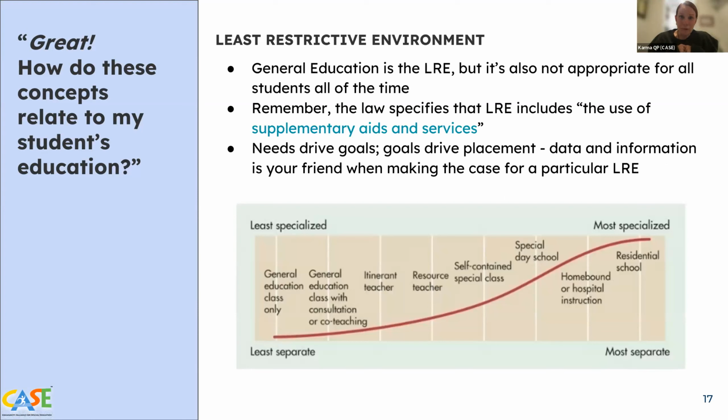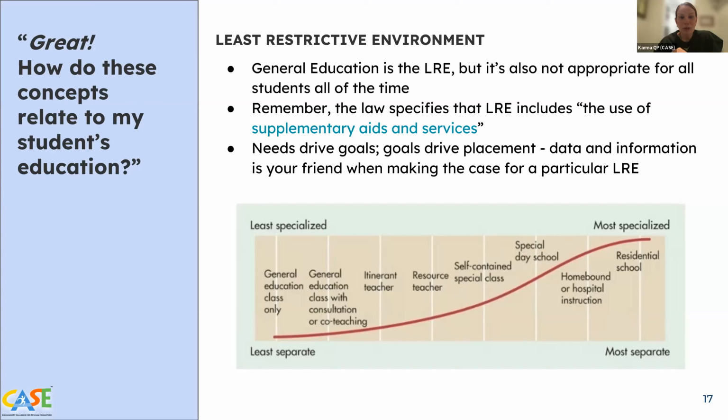Now, the least restrictive environment, that third important principle under the IDEA. General education is the most or the least restrictive environment, but the general education classroom isn't always the most appropriate place for all students all of the time. There's a spectrum here. Remember, the law specifies that the least restrictive environment includes the use of supplementary aids and services.